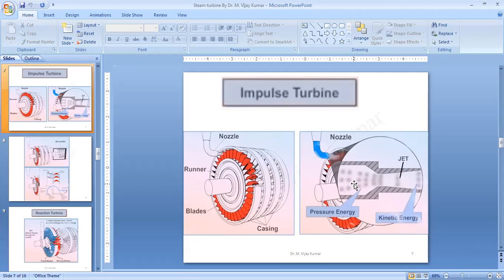When the steam starts flowing, the high pressure energy flows through this channel and gets converted into kinetic energy. That kinetic energy will be in the form of a jet, and it will generate a high velocity. The high velocity steam will be generated with the help of this nozzle. That high velocity steam starts hitting these blades.